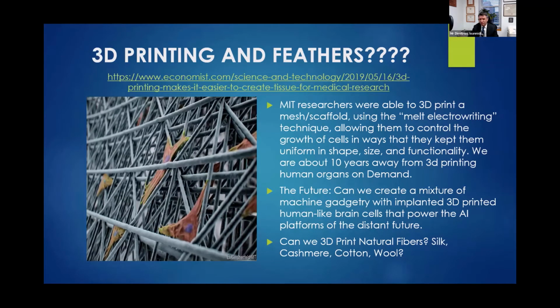Now, we all know 3D printing, but this is a new discovery where researchers actually have been able to 3D print cells onto this mesh-like structure. And what they discovered by doing that is that the location, the shape, and the functionality are connected. So by placing these cells in a certain mesh-like structure and creating the environment, the cells take a certain functionality. What that means is that we are 10 years away from actually 3D printing human organs on demand.